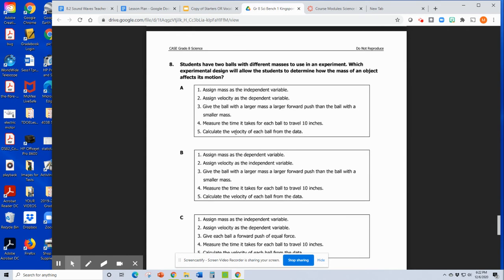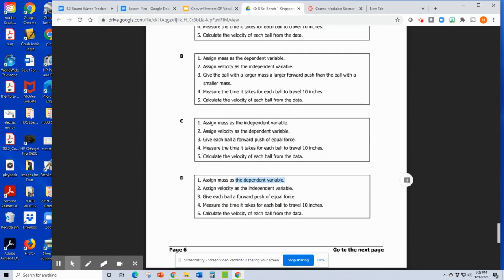Well, I know I can calculate velocity. That's just speed with a direction. And speed is distance, 10 inches, divided by time. So that's okay. My concern right here is that there's only one thing that I can make different, and that's the independent variable. Everything else has to stay the same. And this says give the ball with a larger mass a larger forward push. Well, that doesn't seem right. If I push that large one more, that seems like that's going to mess things up. Let me go down here to C. Assign mass as the independent variable.